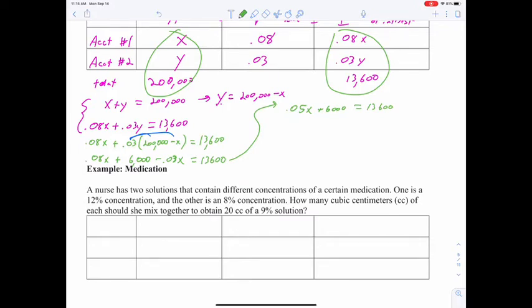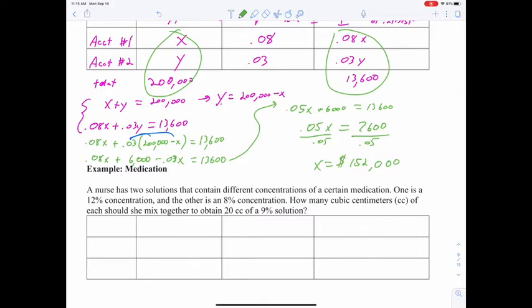We're now going to subtract 6,000 from both sides. Remember, the basic rule of algebra, whatever you do to one side of the equal sign, you have to do the exact same on the other side. So subtract 6,000. That'll give you 7,600. And then we divide by 0.05. So use a calculator, and you will get 152,000. Of course, in this case, dollars, right?